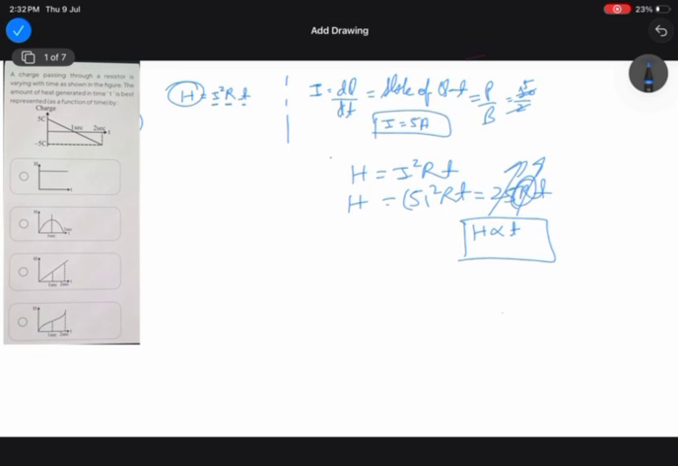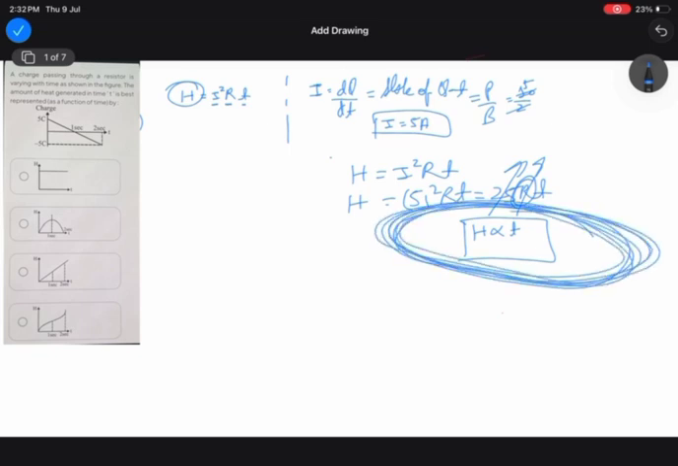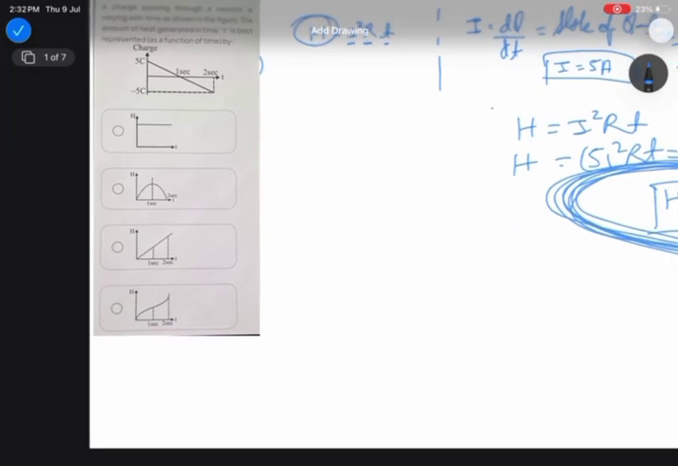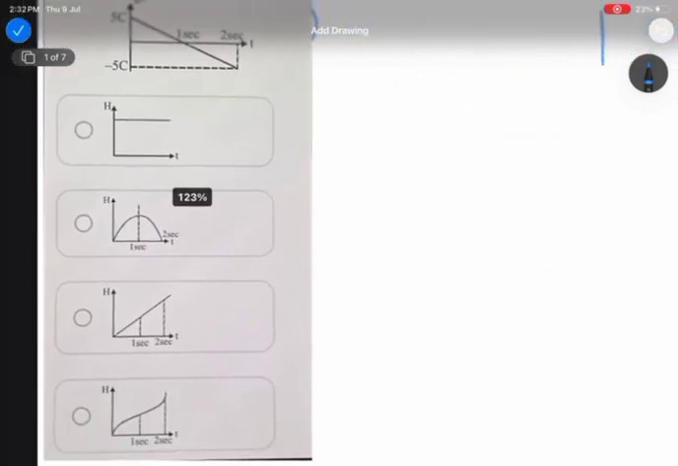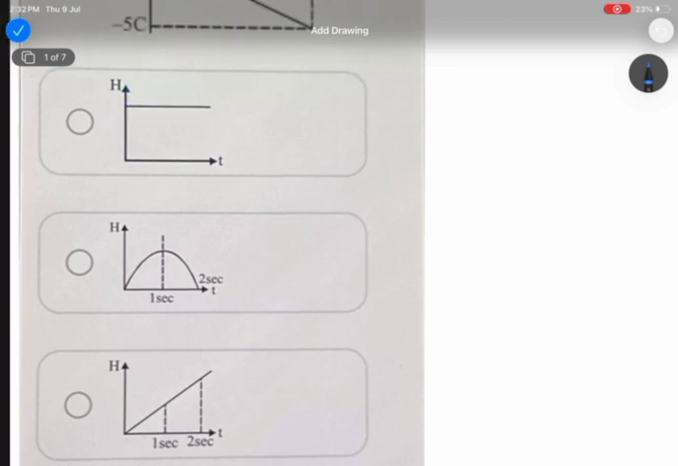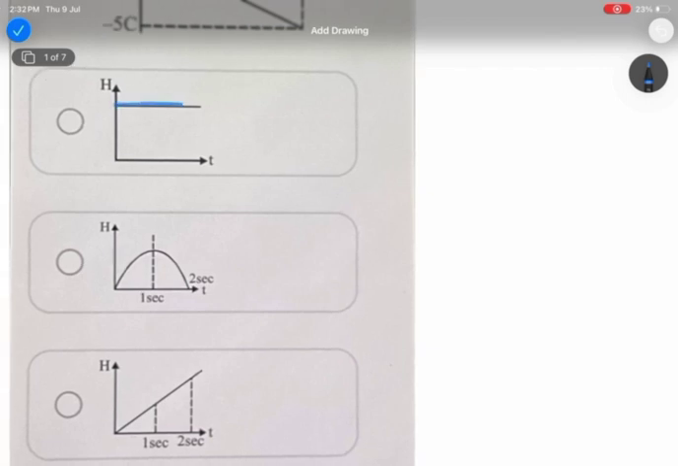First of all we have to understand what this relation is trying to explain. Here H is directly proportional to T, which means as the time increases, the heat generated also increases, and it increases uniformly with time. So let's look at the options. In the first option, in the HT graph, H is constant as the time increases. So here the heat generated is neither increasing nor decreasing. So this cannot be the answer.